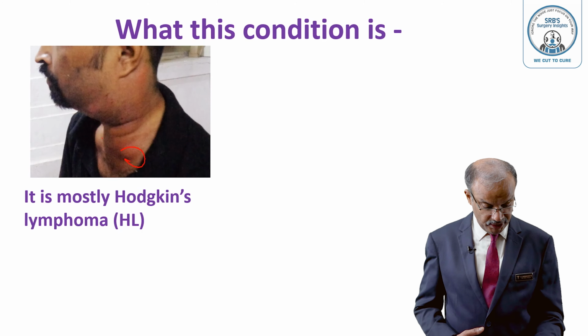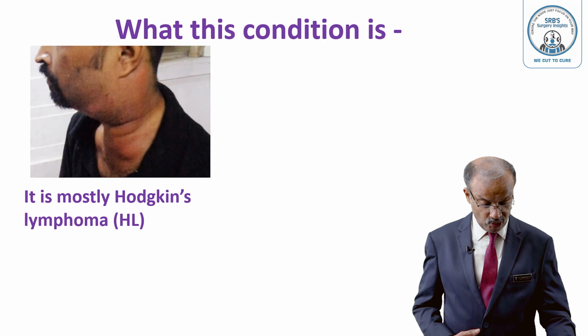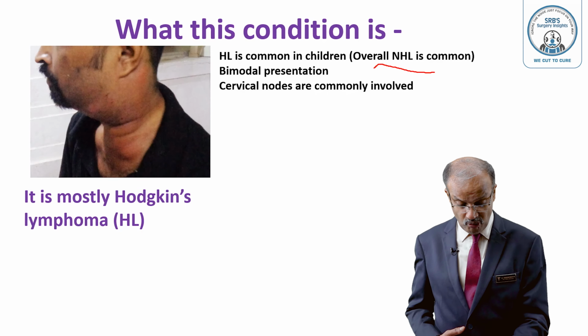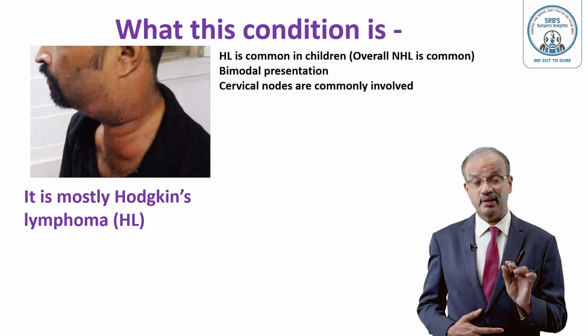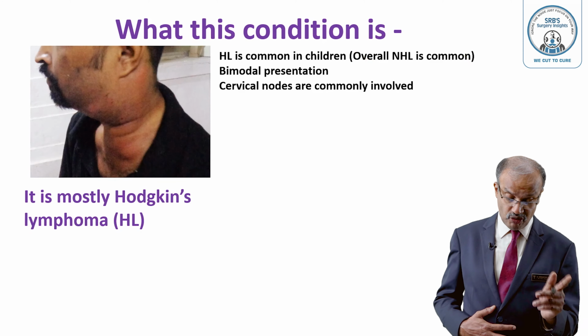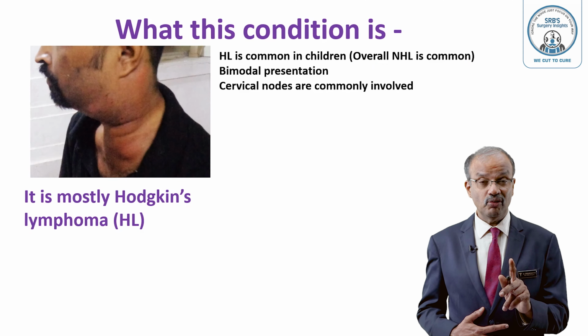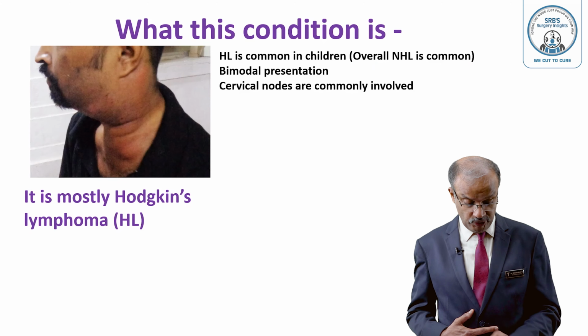It looks like swelling here, diffuse, very typical. It's a Hodgkin lymphoma look actually. HL is common in children, otherwise the commonest lymphoma is NHL, remember. Commonest lymphoma overall is not HL, it is NHL. Bimodal presentation: early age group and late presentation.